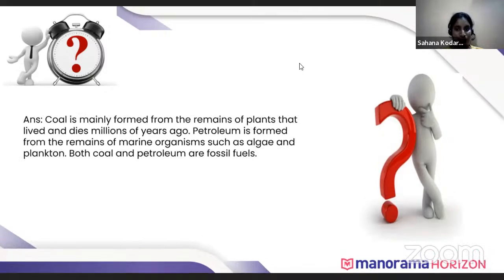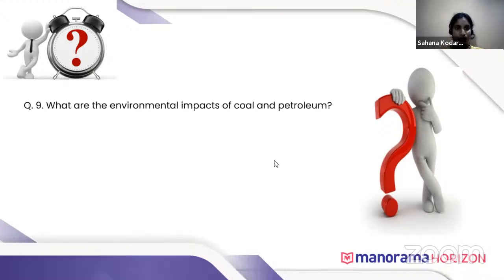Coal is mainly from the remains of the plants that lived and died millions of years ago. Petroleum is formed from the remains of marine organisms such as algae and plankton. Both coal and petroleum are fossil fuels. Okay. Let's move to the next question.